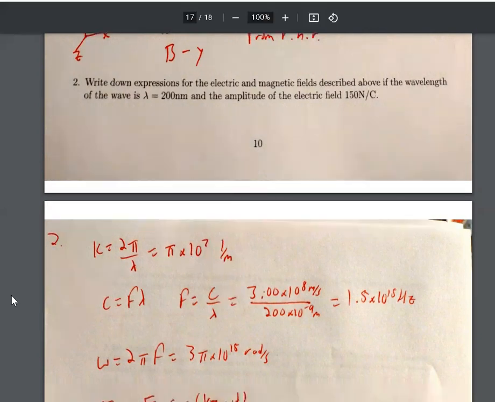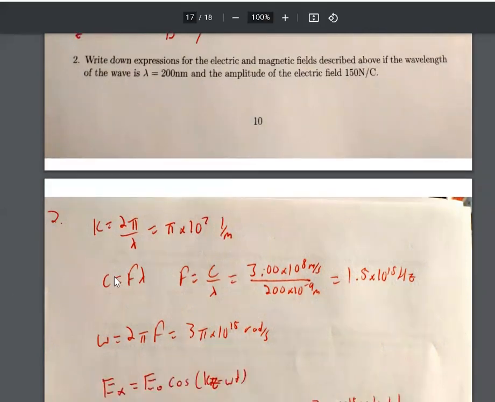Okay. Now we also need the angular frequency, but remember the speed of light is the frequency times the wavelength. So our frequency is the speed of light divided by the wavelength. This is 3 times 10 to the 8 divided by our wavelength, 200 nanometers. So this gives us a frequency of 1.5 times 10 to the 15 hertz. To find the angular frequency, we just multiply by 2 pi. So it's 3 pi times 10 to the 15 radians per second.